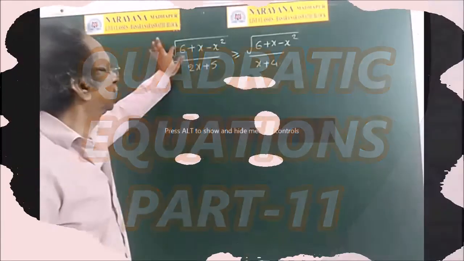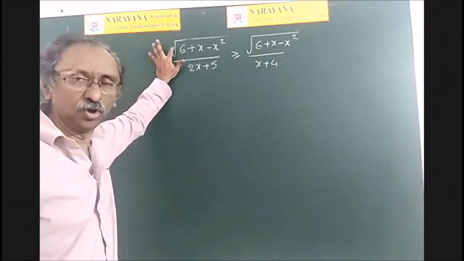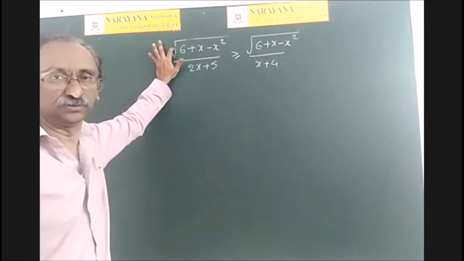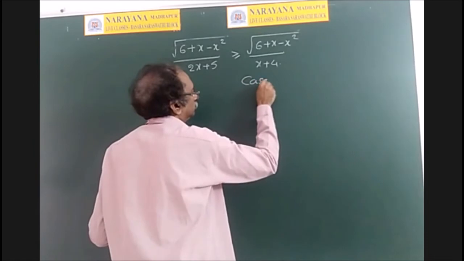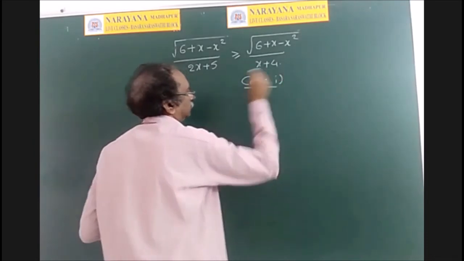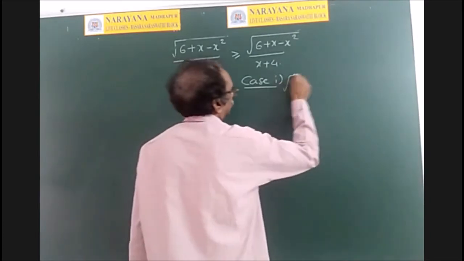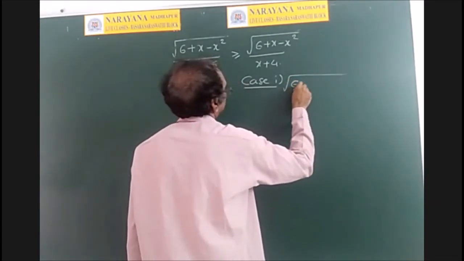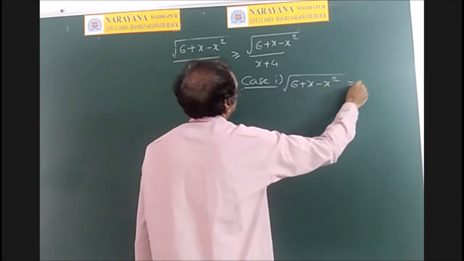Whenever this square root symbol is there, this must be non-negative. It may be 0 or it may be greater than 0. Okay. And now case 1. Suppose it is 0. Case 1. So what is that? Square root of 6 plus x minus x square is equal to 0.